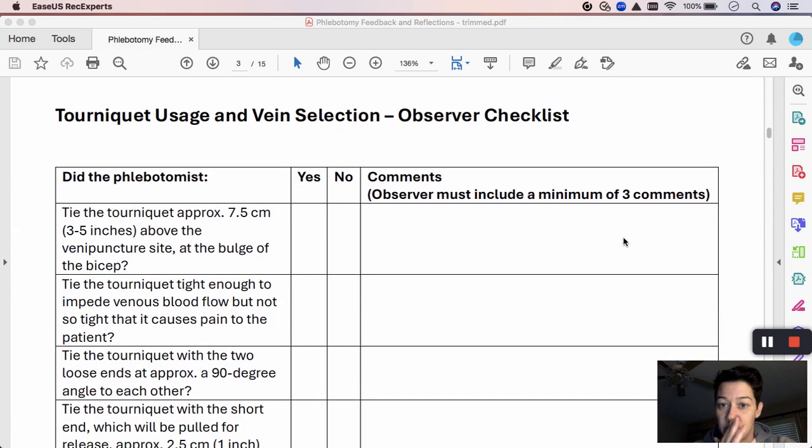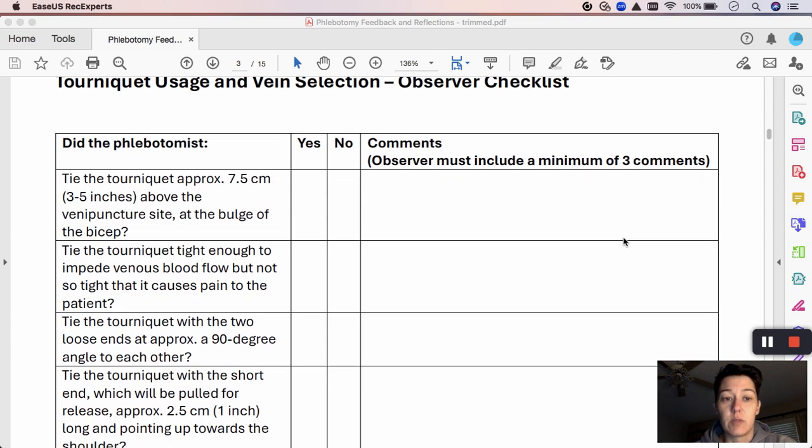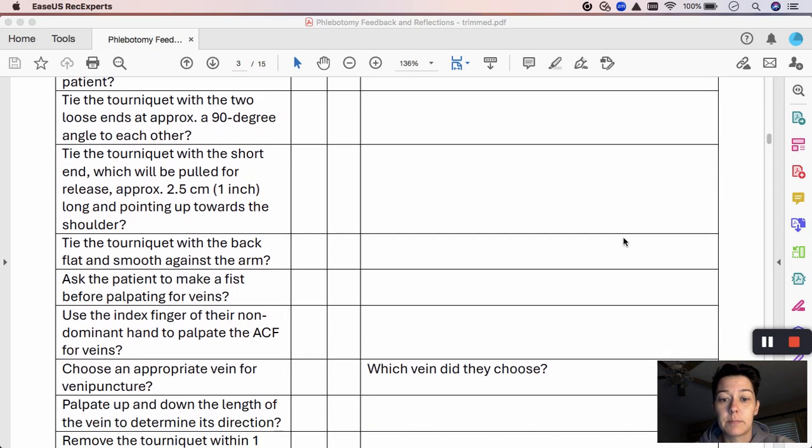First page is an observer checklist specific to tourniquet usage and vein selection. There are questions that the observer would be paying close attention to, checking off if they were done or not, and offering comments.